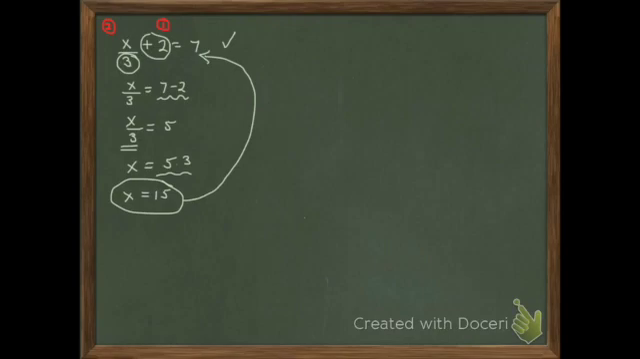Of course, you could always have signed mixes. Oh, the last idea, let's say we had 4x minus 9 equals 7x plus 4.